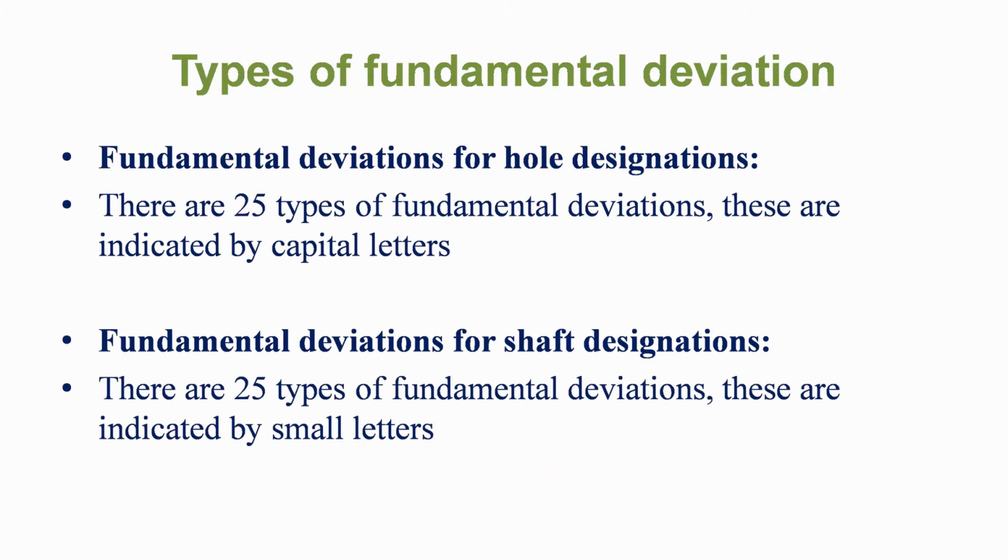Types of fundamental deviations: fundamental deviations for hole designations, and fundamental deviations for shaft designations. There are 25 types of fundamental deviations. These are indicated by capital letters for hole. There are 25 types of fundamental deviations. These are indicated by small letters for shaft.